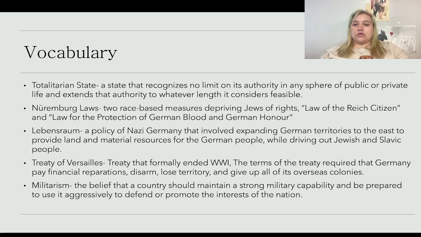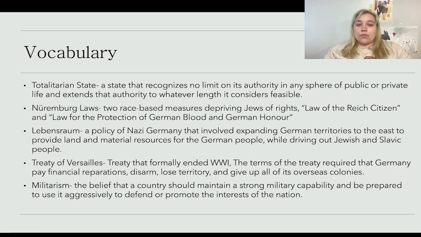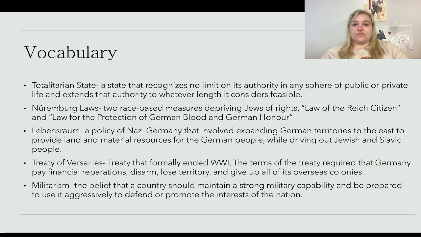Next, we have the Nuremberg Laws, which are two race-based measures depriving Jews of rights. It's also called the Law of the Reich Citizen and Law for the Protection of German Blood and German Honor. Then we have Lebensraum, which was a policy created by Nazi Germany that involved expanding German territories to the east to provide land and material resources for the German people, while driving out Jewish and Slavic people. Examples of this will be shown later, but it's Germany trying to invade Poland. Germany also had a lot of issues with France, so they tried to invade France as well.